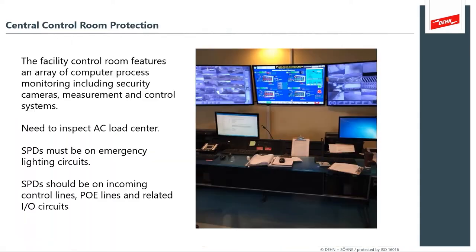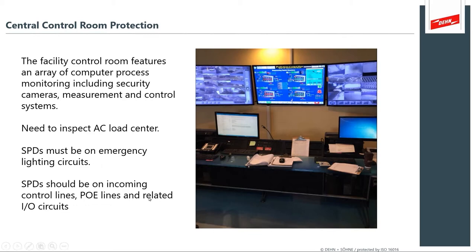So, central control room protection. This is a really great place to evaluate on a daily basis. You need to look through your facility. You need to analyze, are the computer systems properly protected with AC power and data protection centers? Not only that, you need to pay attention to things like emergency lighting, because this is mandated by National Electric Code and the safety standards that your emergency lighting circuits in these facilities have SPDs applied.